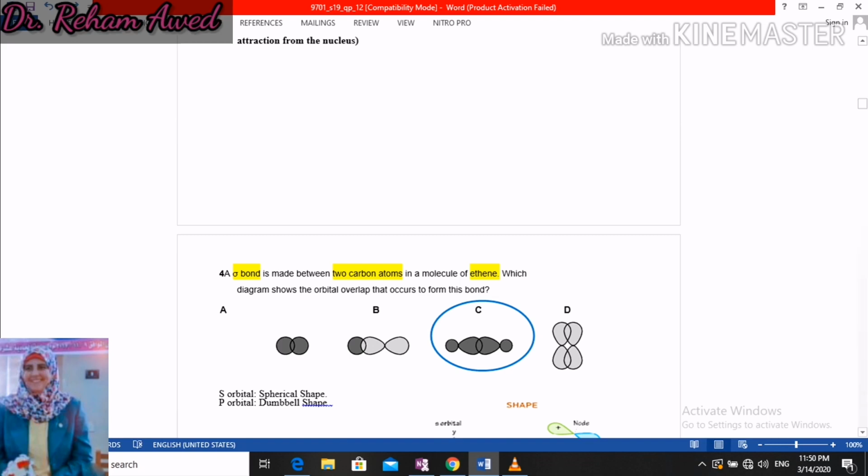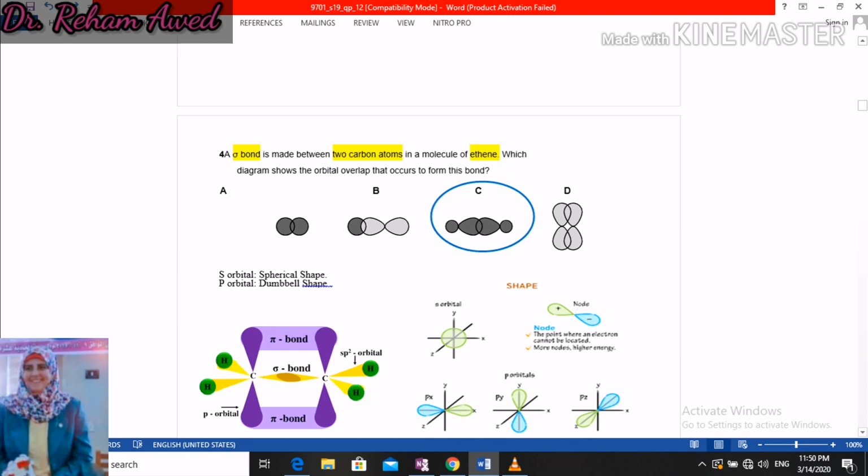At first, you must know that the s orbital is a spherical shape. The p orbital is a dumbbell shape. In the dumbbell shape we have 2 circles attached by 1 node. So we are talking about spherical shape for s orbitals and dumbbell shape for p orbitals. We have 2 types of bonds.